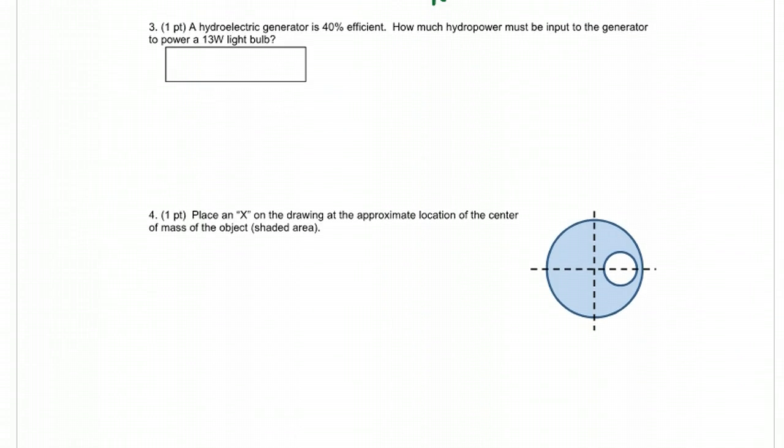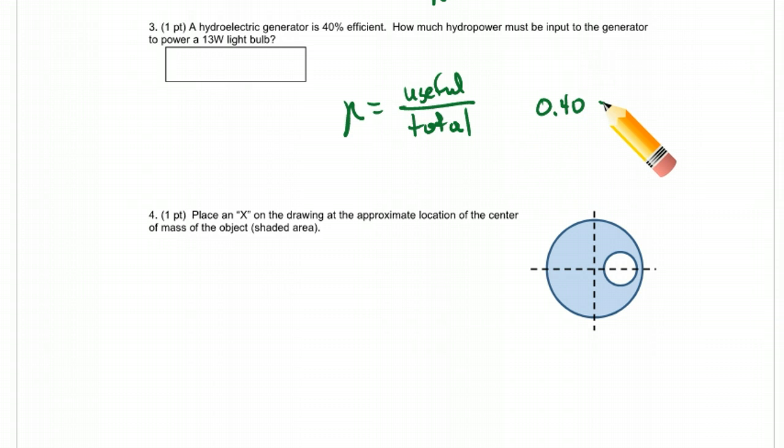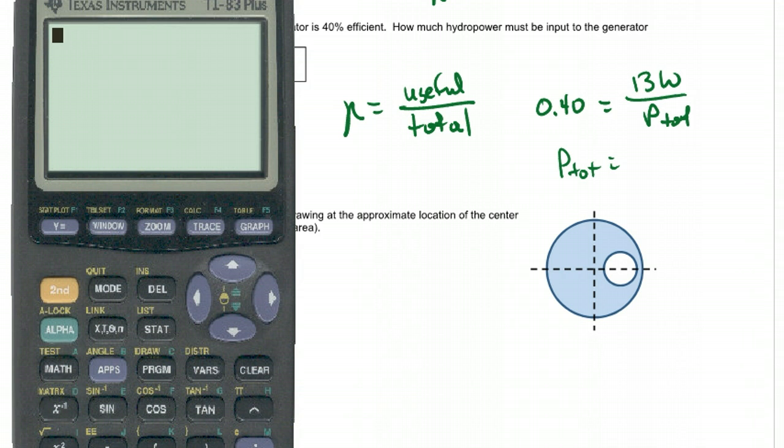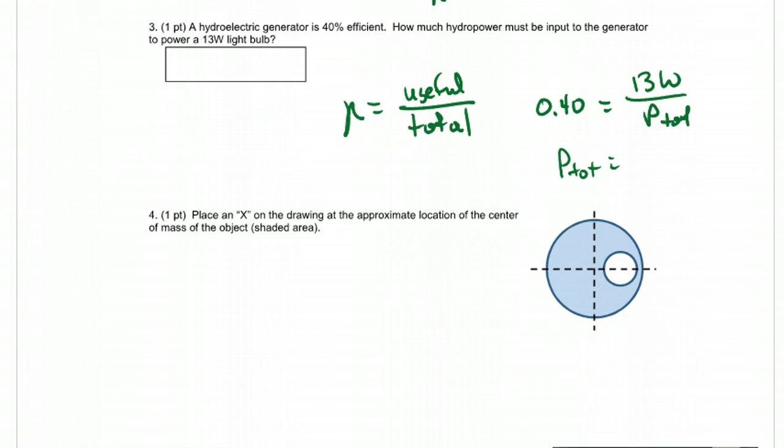Okay, number 3. How much hydropower must be input to the generator if it's 40% efficient to power a 13-watt bulb? We gave the equation in general terms as useful over total. Okay, so in this case our efficiency is 40%. The useful is what we're doing, 13 watts, and so the total power would be calculated here. So total power looks like 13 divided by 0.4, or 32.5.